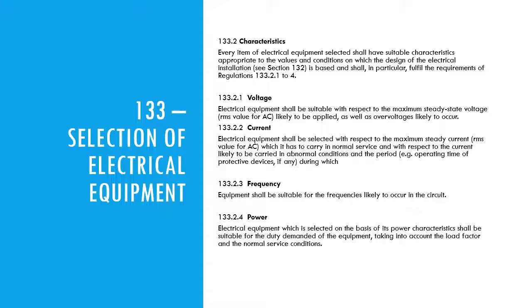So characteristics, voltage, current, frequency and power all need to be taken into account when we're selecting the right electrical equipment for our installation. And regulations 133.2, 2.1, 2.2, 2.3 explain the requirements that we need to look at.